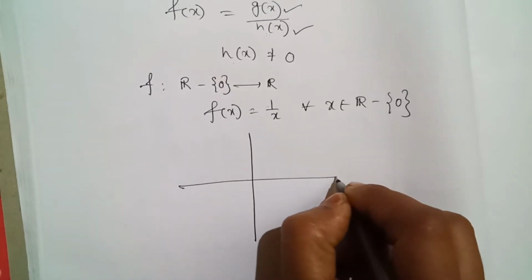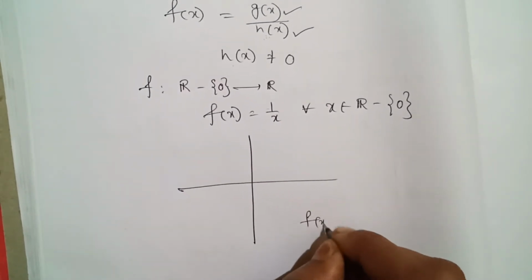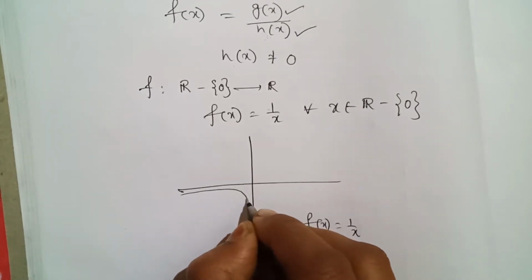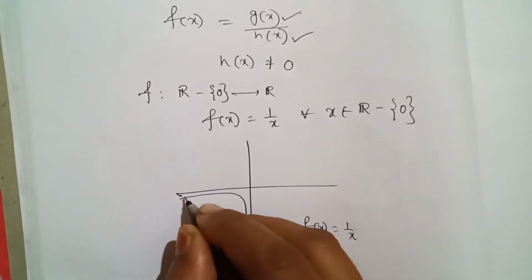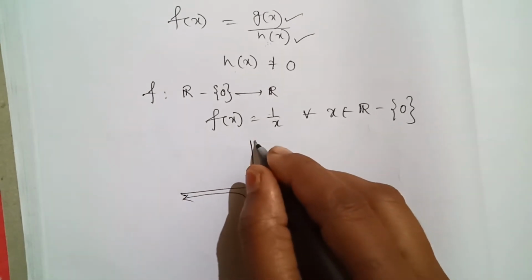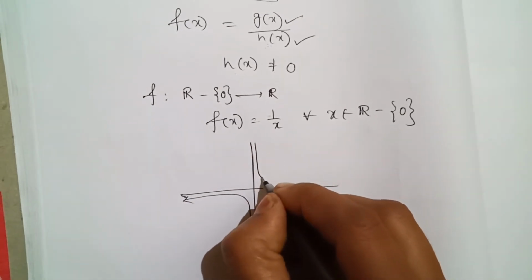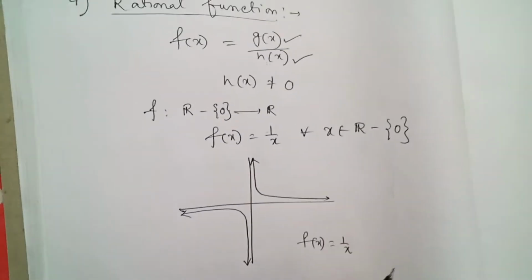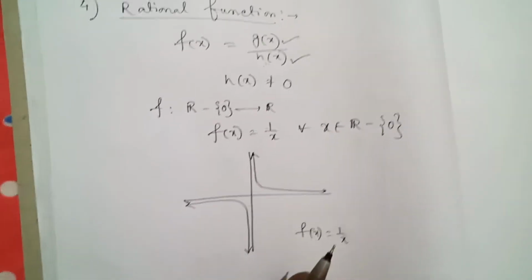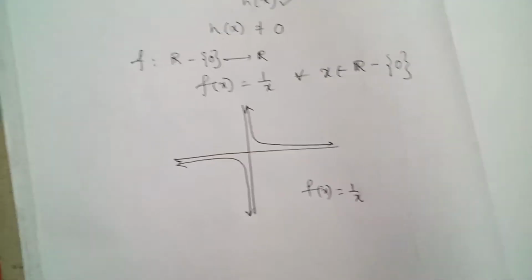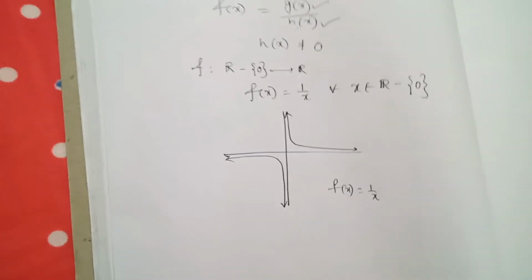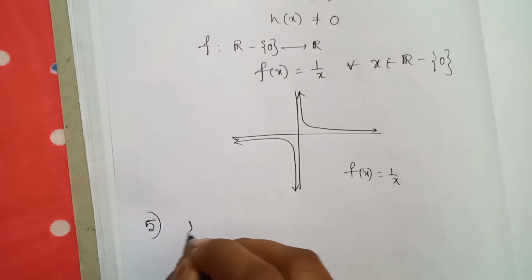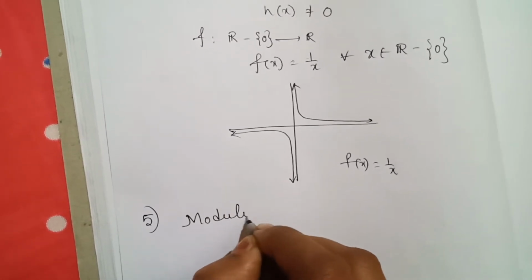and its graph will be like this. If we take f of x equals 1 by x, its graph will be quite like this. This will be its graph, f of x equals 1 by x. Then coming to the next, that is number 5, and it's the modulus function.